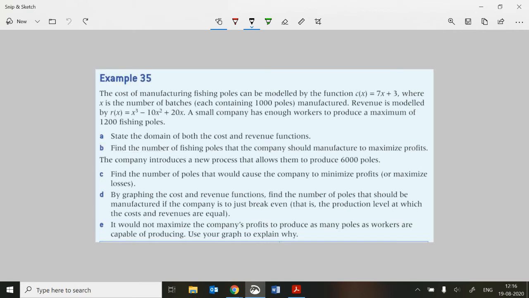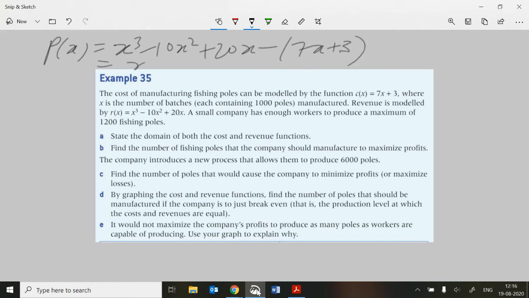Okay, now it says find the number of fishing poles that the company should manufacture to maximize profits. Now, to maximize profits, we need a P of X, and that's going to be our revenue. So we're going to do X cubed minus 10X squared plus 20X minus this 7X plus 3. Okay, so now we're going to get x cubed minus 10x squared, and then it's plus 13x, and then it's minus 3 on the end. So there's our function for the profit.